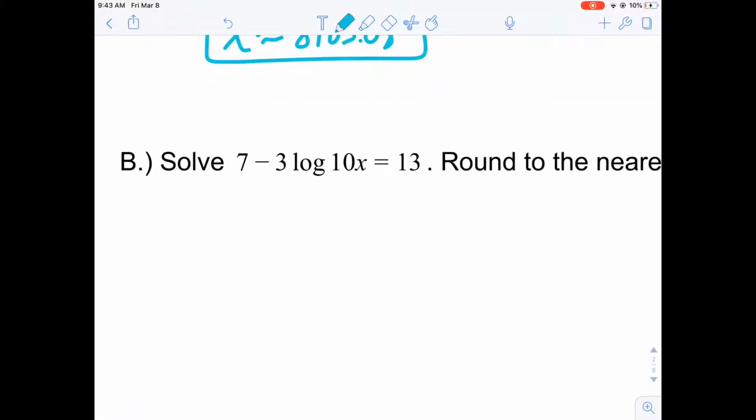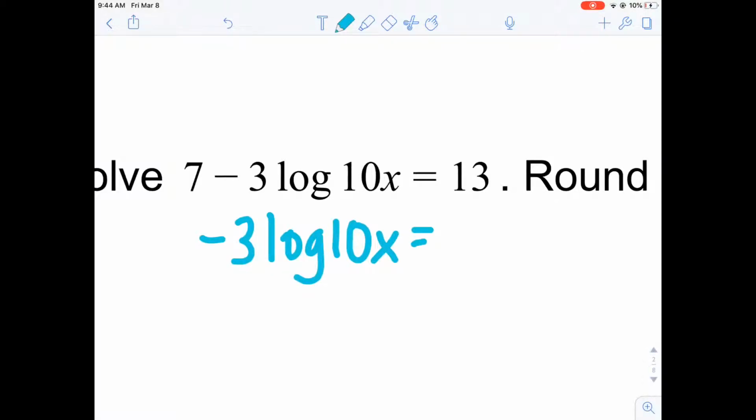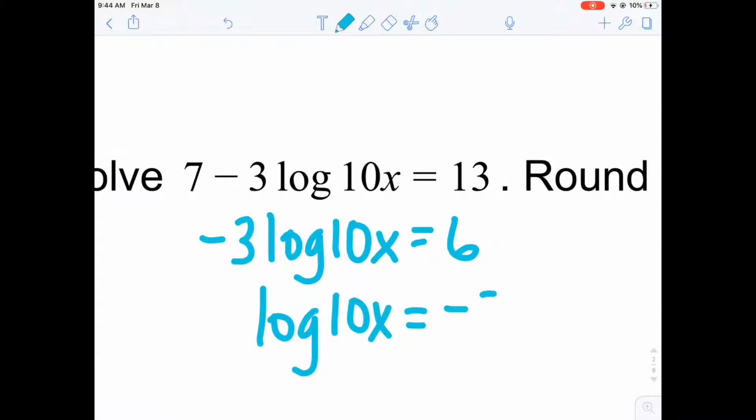Okay. So this next one here, we're going to do the same thing where we're going to isolate our logarithm. So first I will subtract this 7 over, leaving me with negative 3 log of 10x is equal to 6. Then I'll have to divide by negative 3, to get log of 10x is equal to negative 2.